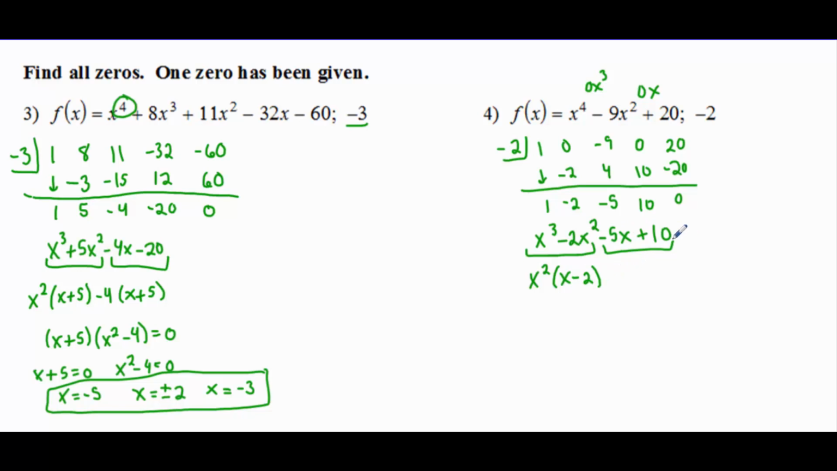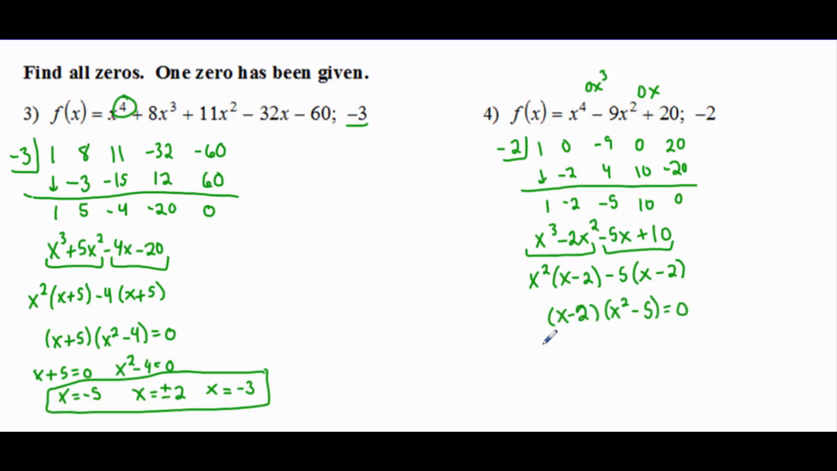Here I can take a 5 out, but since I want it to be x minus 2, I'm also going to take a negative out, because it makes it a positive x and a negative 2. So that's x minus 2, x squared minus 5. I'm going to set it equal to 0 and solve.